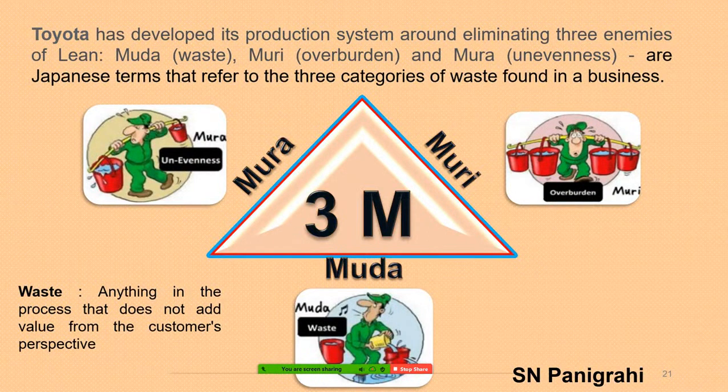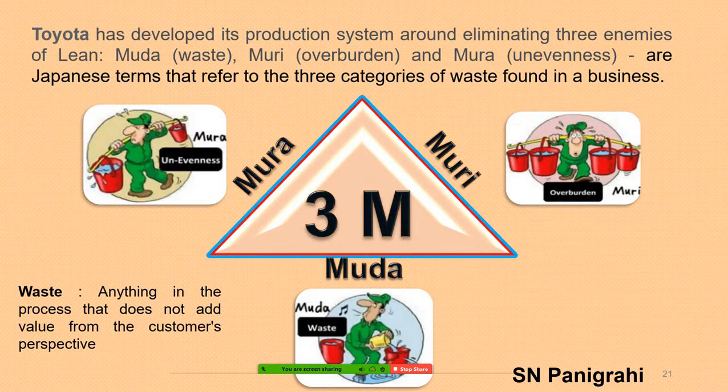Similarly, overburden. For example, a machine's capacity is 100, but we are running at, say, 120%, which means an extra 20% burden is loaded. Anytime the machine may break down. Similarly, if people are working more than, say, 8 hours, and it is extended to 10-12 hours, then it is overburden. Anytime productivity may come down or a breakdown can happen. So these are also treated as waste.